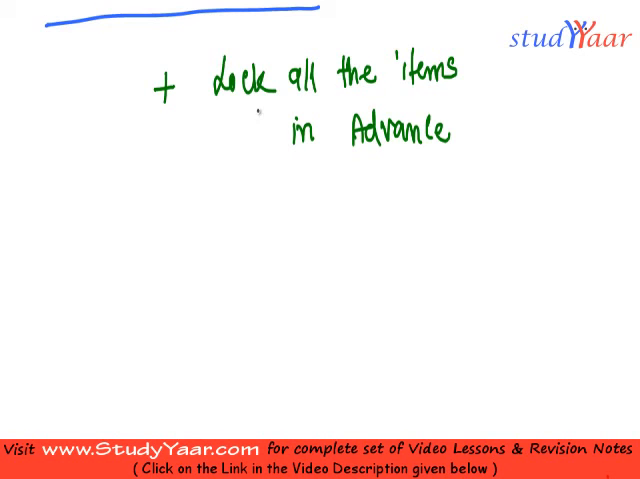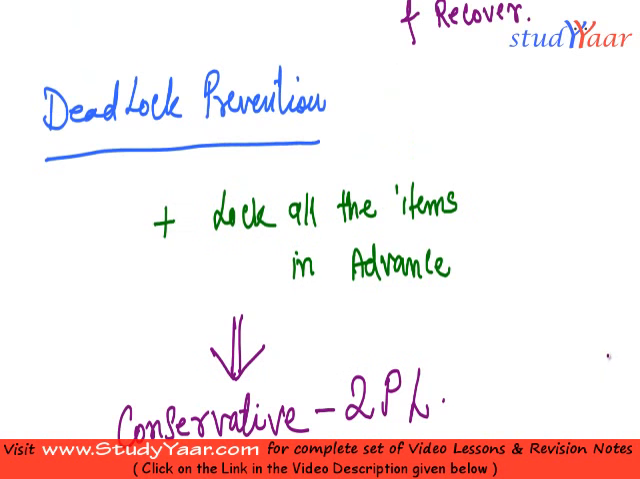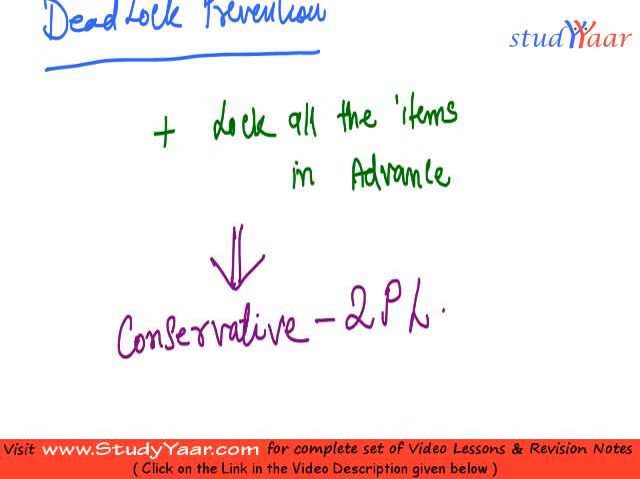Actually, if in a two-phase locking system you apply this rule, then that system is called conservative two-phase locking protocol. The two-phase locking protocol plus this condition results in a conservative two-phase locking protocol.